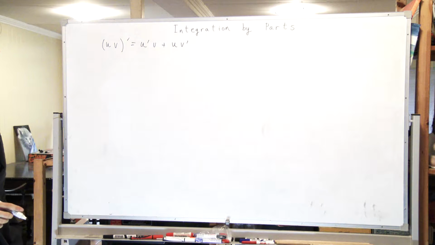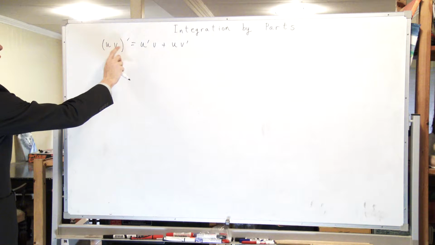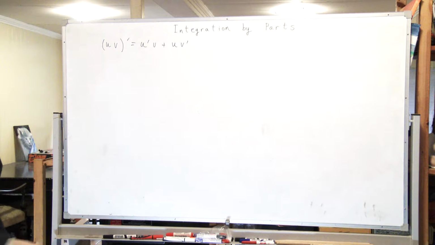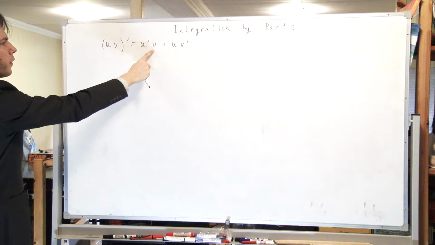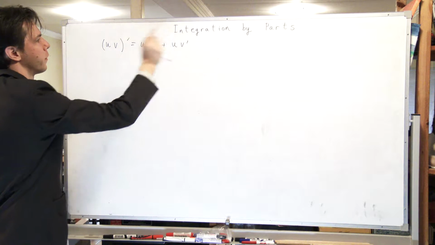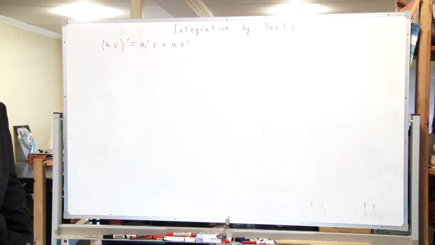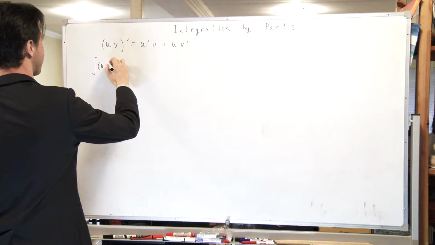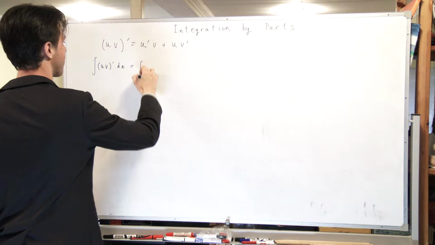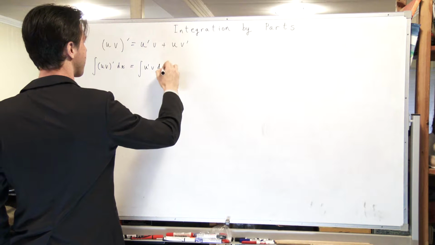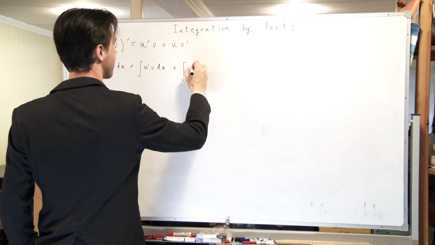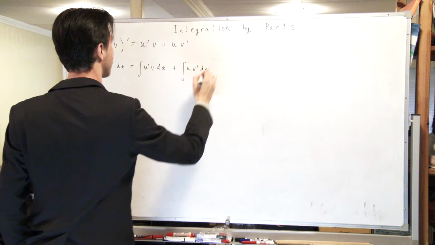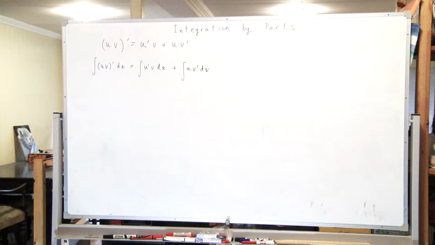So if we have a product of two functions and we're finding their derivative, it's derivative of the first times the second plus first times derivative of the second. What you can do with this is you can go ahead and you can take the integral of everything. Okay, there we have it.